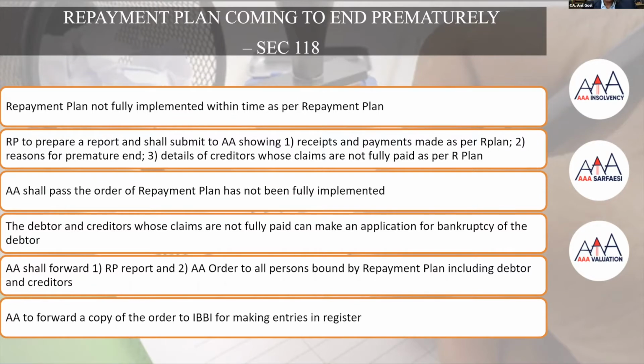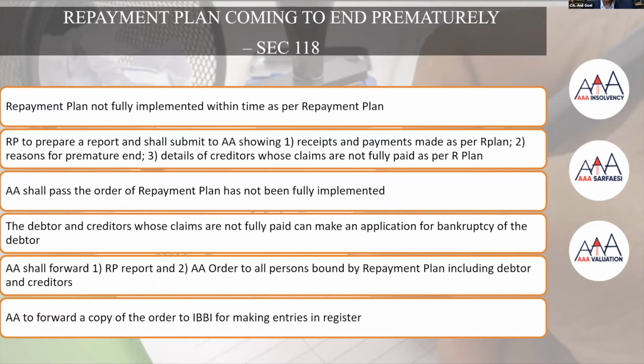After that order of the AA that it is not fully implemented, the debtor and the creditors whose claims are not fully paid can make an application for bankruptcy of the debtor. In that case, the AA shall forward the RP report and the adjudicating authority order to all persons bound by the repayment plan, including debtor and creditor, and one copy to be forwarded to IBBI. So that's the premature end of the repayment plan, where the repayment plan has not been implemented successfully. It got almost closed because there was no possibility of getting it implemented further.